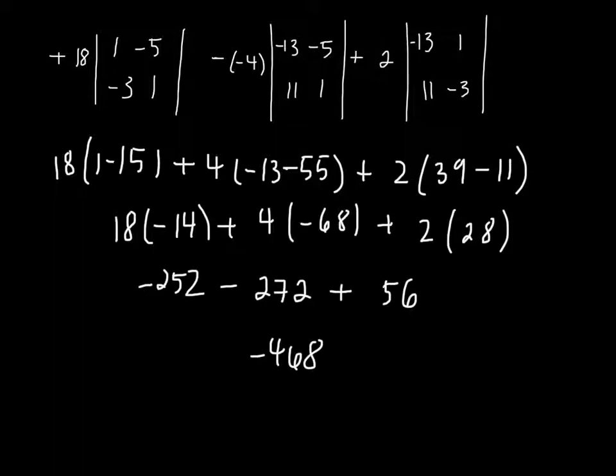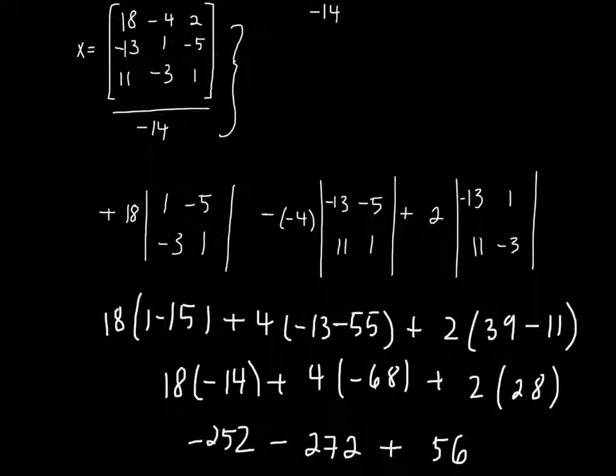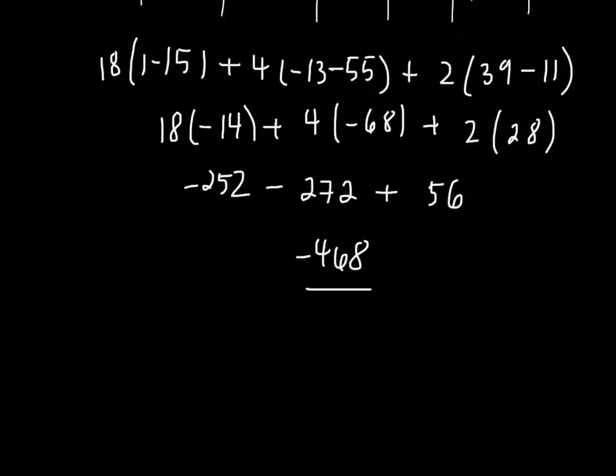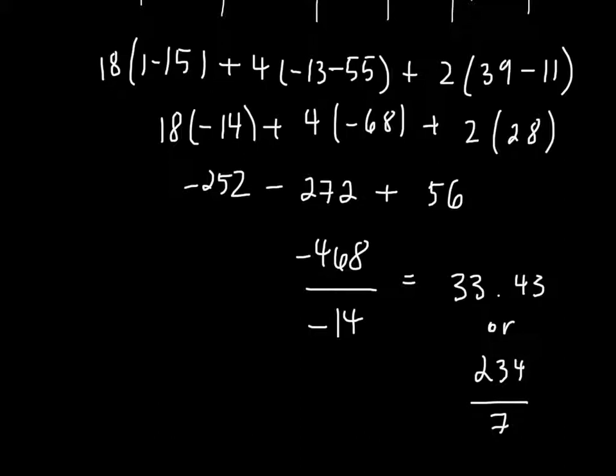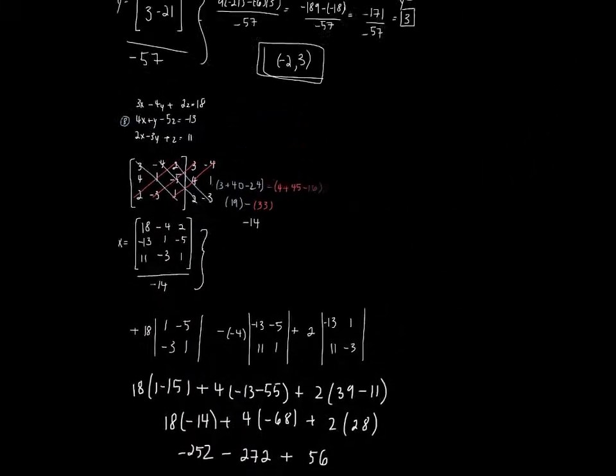So when we simplify this, we get -468, and then we need to divide this by the determinant, which is -14. And we get 33.43, or 234/7, as our x value.